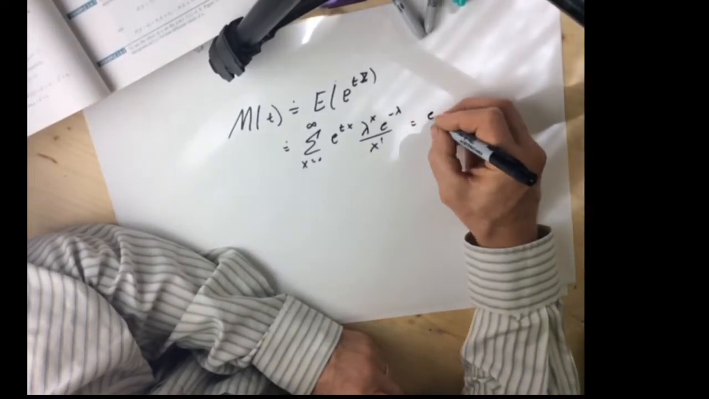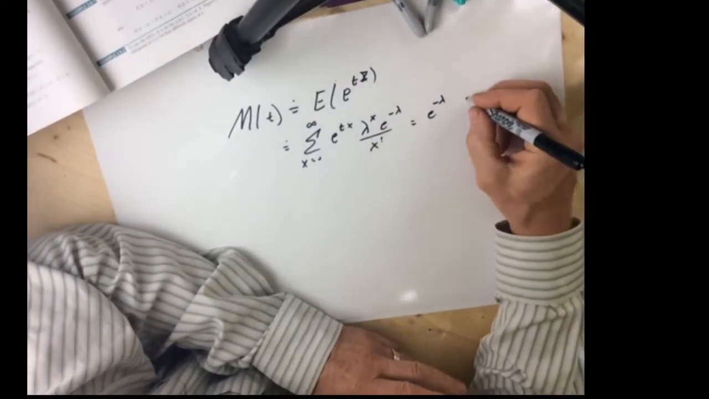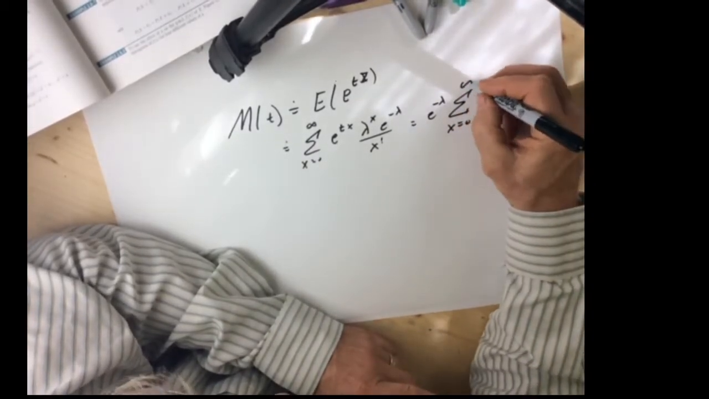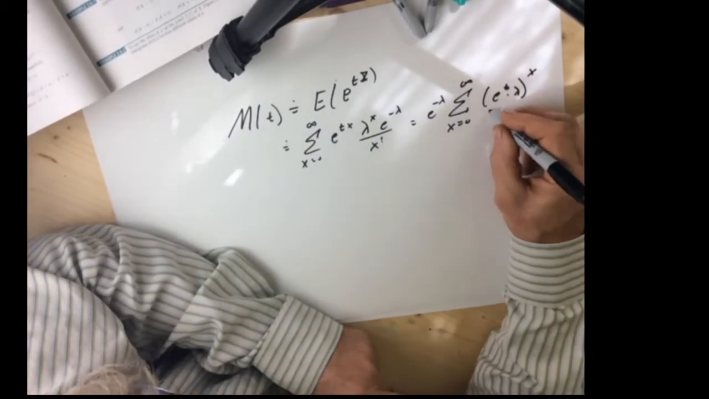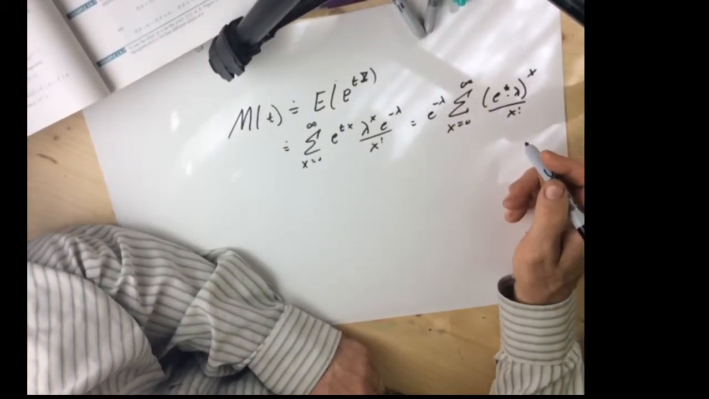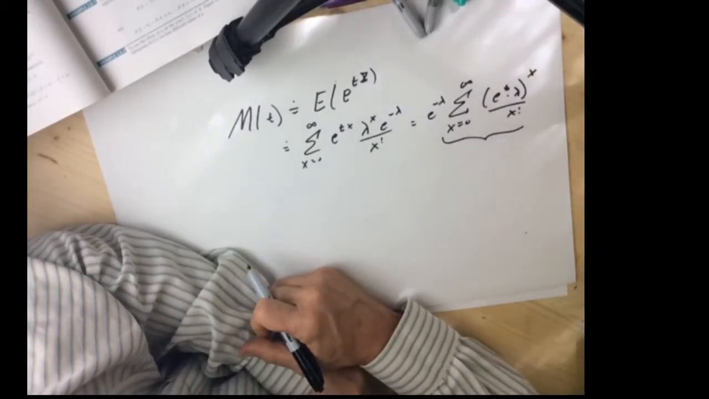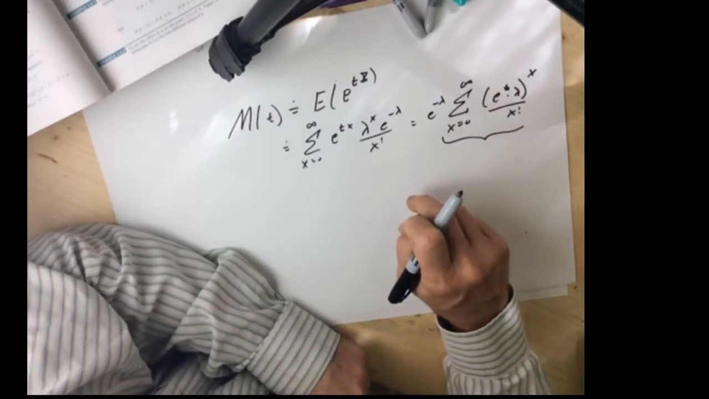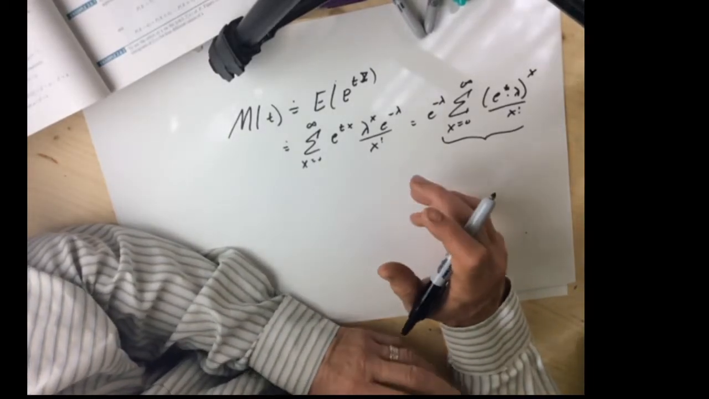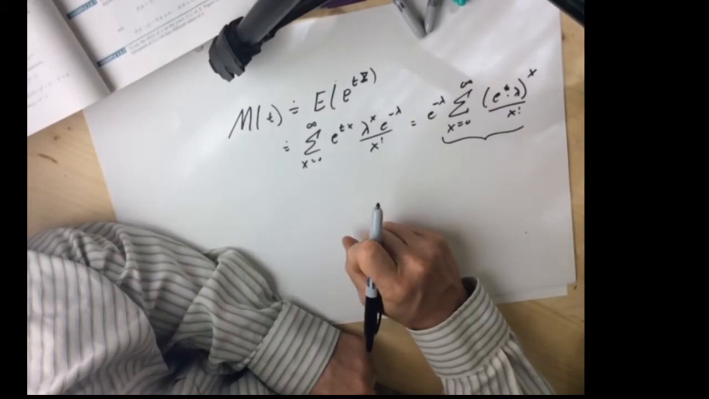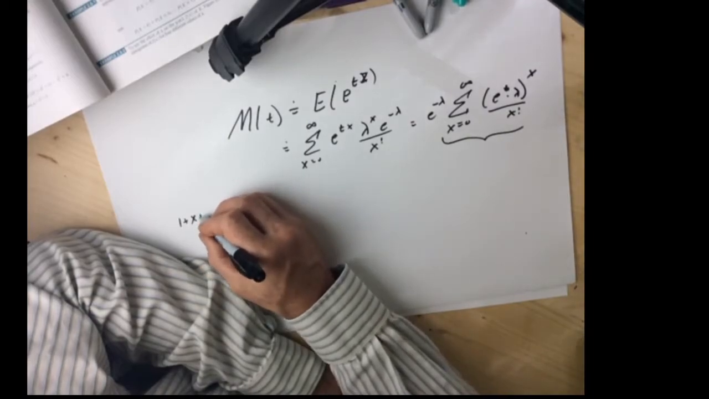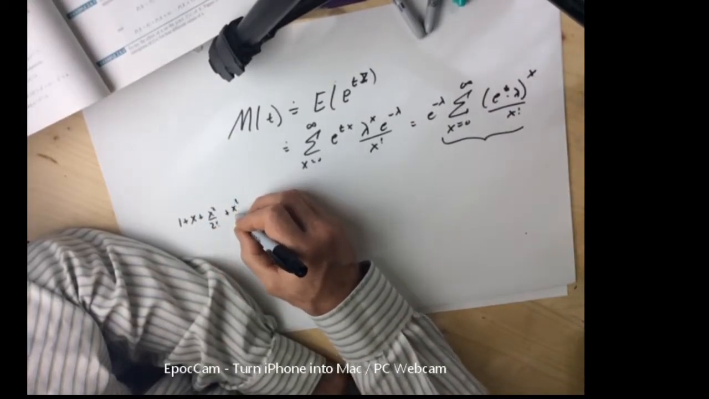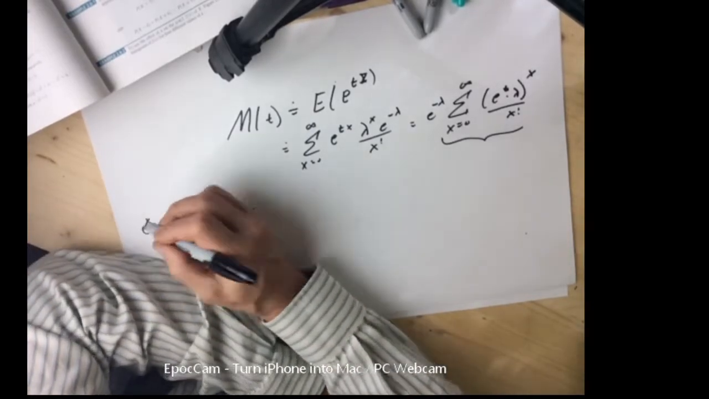Pull that e to the minus lambda out because it's constant. Powers of x. Combine them. Observe that this is nothing more than a repeat of a very, very well-known exponential function. Do you know it? It's the exponential function. So you guys know that 1 plus x plus x squared over 2 factorial plus x cubed over 3 factorial, that's your e to the x, right?